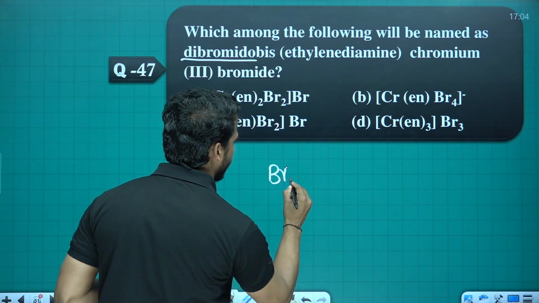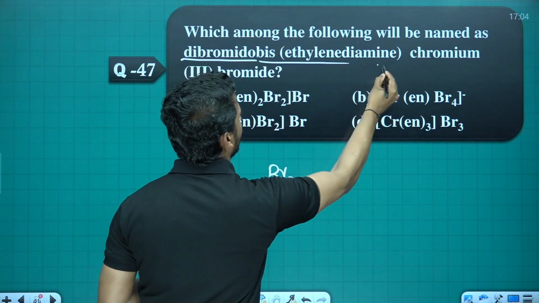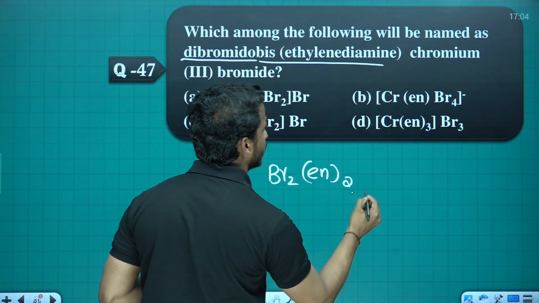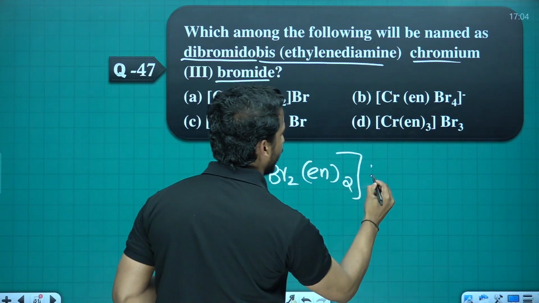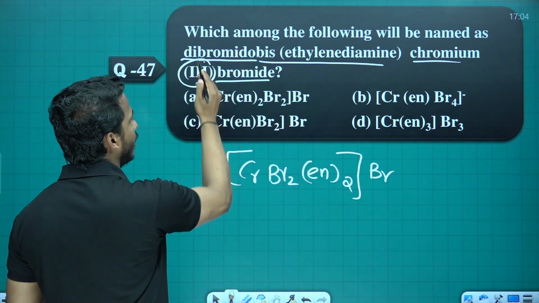What is dibromido? Br2. Bis ethane 1,2 diamine. That means what? En twice. And what is the central metal atom? Chromium. And is there any counter ion? Yes, bromide. But overall charge we need to make it 3.